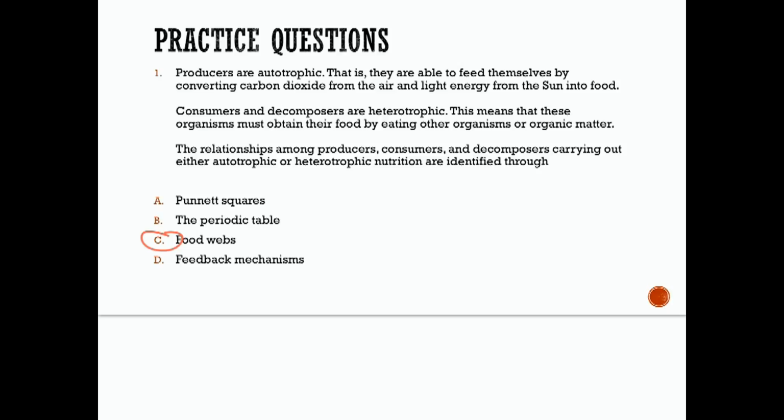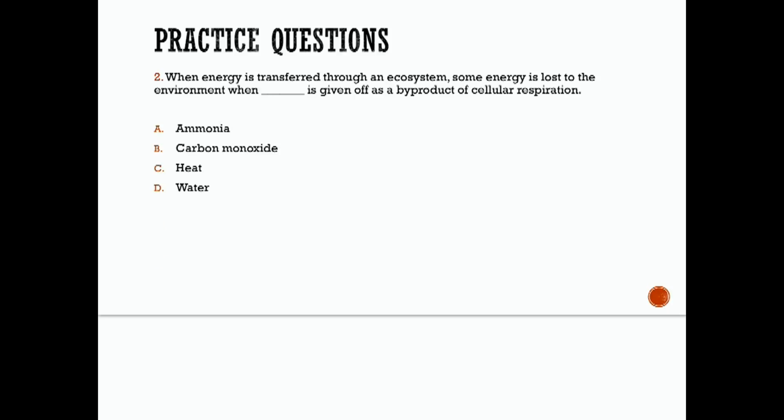And if you look at the other choices, and if you're halfway paying attention, you could probably guess food webs for this one. Number 2, when energy is transferred through an ecosystem, some energy is lost to the environment when blank is given off as a byproduct of cellular respiration.